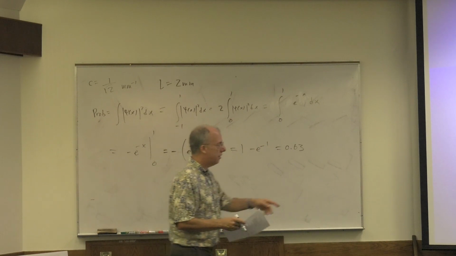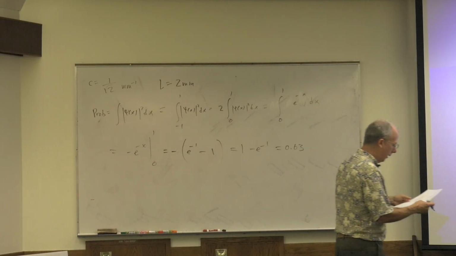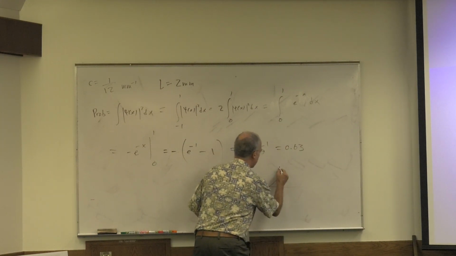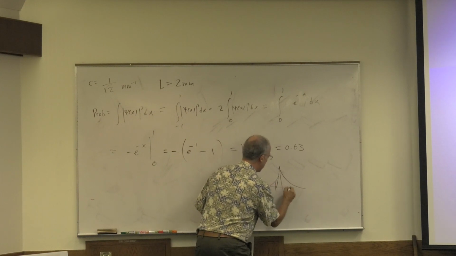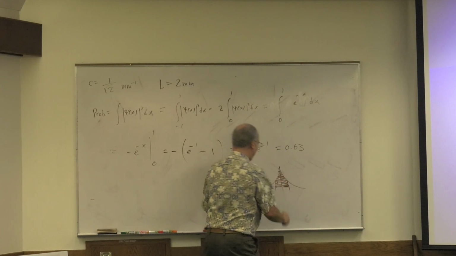And then the last thing says, interpret your answer by shading the region representing this probability. So again, the psi squared graph looks like this. And if this is -1, that's +1, you just shade in this part. Okay, that's all.